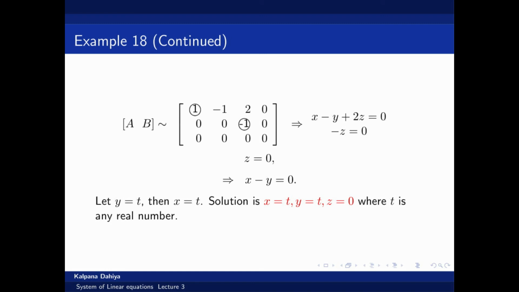So this implies that z equal to 0, and if z is 0, then from the first equation we have x minus y equal to 0. Now y is free variable, so we can assign y any real value. So let y be t. Then using the equation x minus y equal to 0, we have x equal to t. So the solution of the problem is x equal to t, y equal to t, and z equal to 0, where t is any real number. So system has infinitely many solutions.